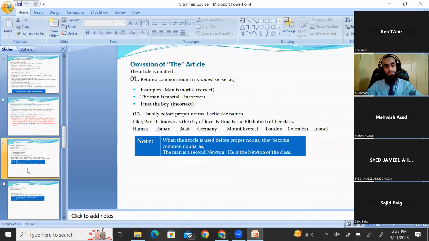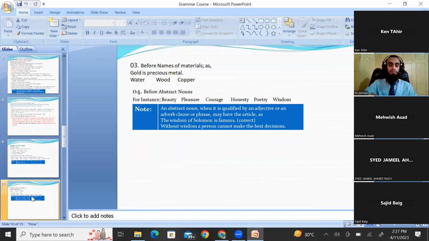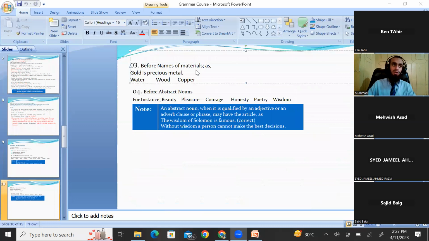Okay, next, before names of materials, like if you spill the water, you don't say mostly the wood is cut by him. Copper is hard, right? Before these materials, gold is a precious metal, right? The gold is precious, then the before this would not be considered correct, whenever you are going to use it in a sentence.